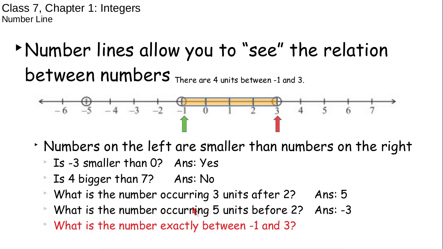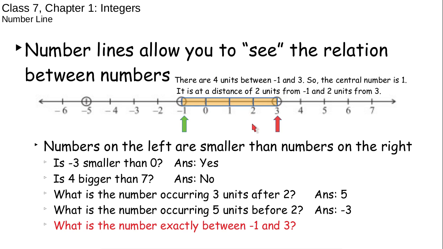So what is the number that comes exactly between minus 1 and 3? If you divide 4 by 2, we will get half of that. So there are 2 units after minus 1, and 2 units before 3 would be the exact center between minus 1 and 3. Let's see where that falls. The central number between minus 1 and 3 is 1, because 1 is at a distance of 2 units from minus 1. It is at a distance of 2 units from 3. Therefore, it is exactly at the center. So the number in between minus 1 and 3 is 1.